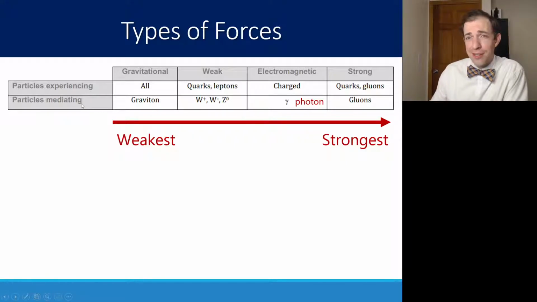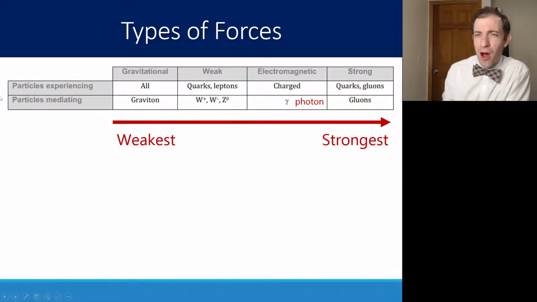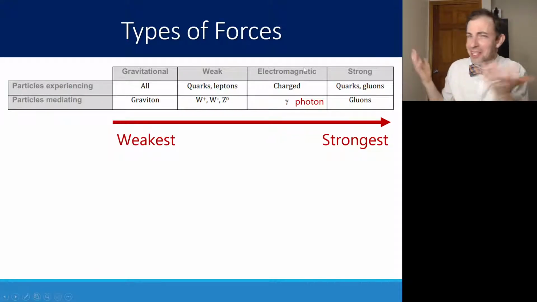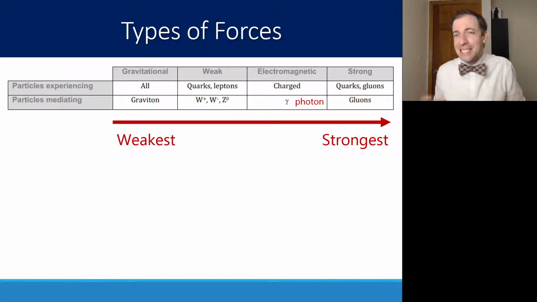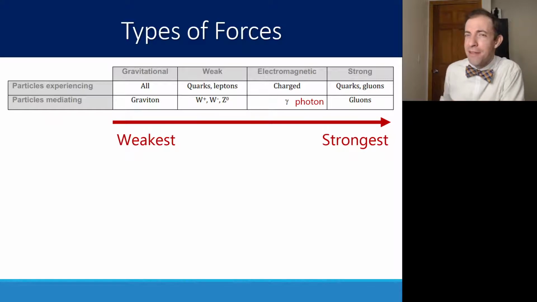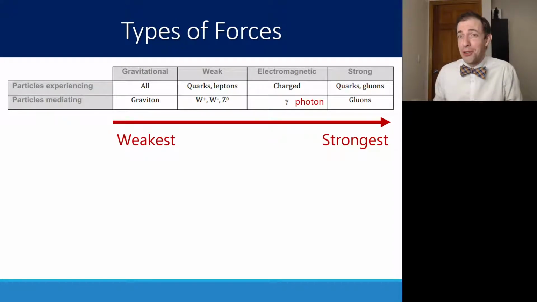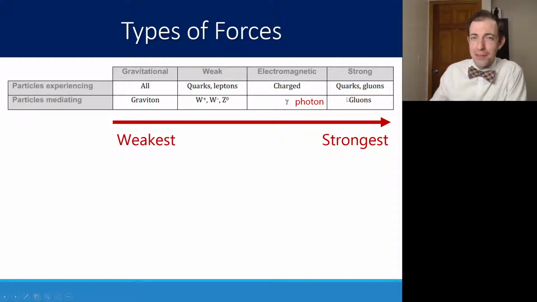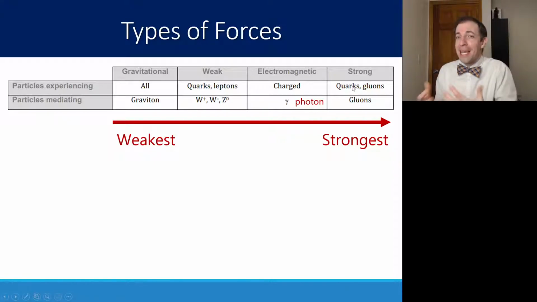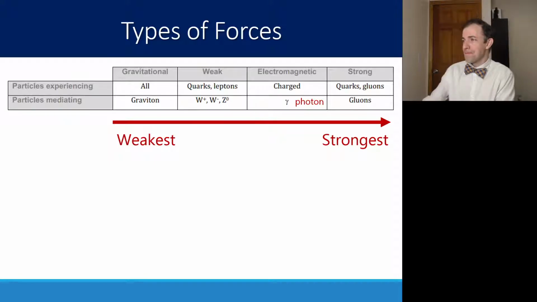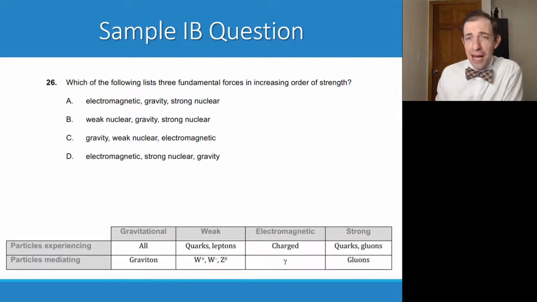Now, these are arranged in the data booklet in order of weakest to strongest. Strong is our strongest, go figure. And gravitational is actually by far the weakest force, which is weird because that's the force that we seem to experience in our own lives the most. But it is by far the weakest. It's weak enough that you can actually overcome it by simply jumping. You are not going to be able to overcome something like the strong nuclear force by any force that you are able to impart. And every once in a while, IB will ask a question kind of surrounding these ideas.